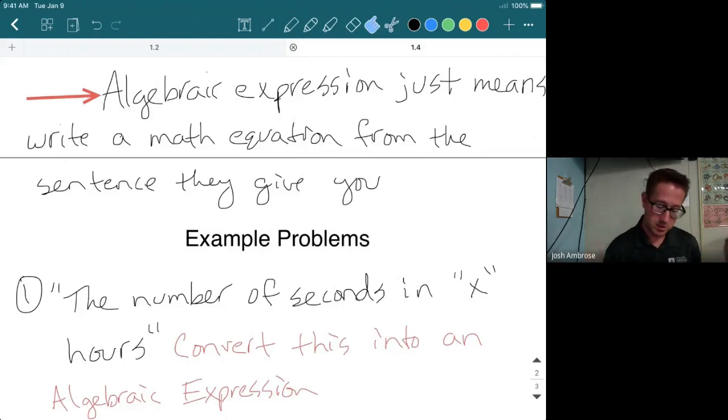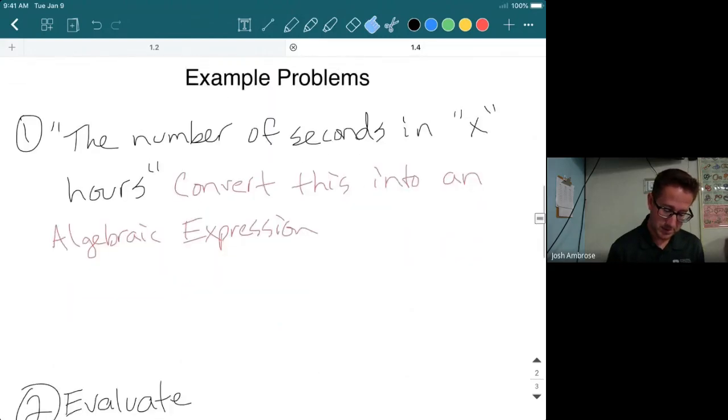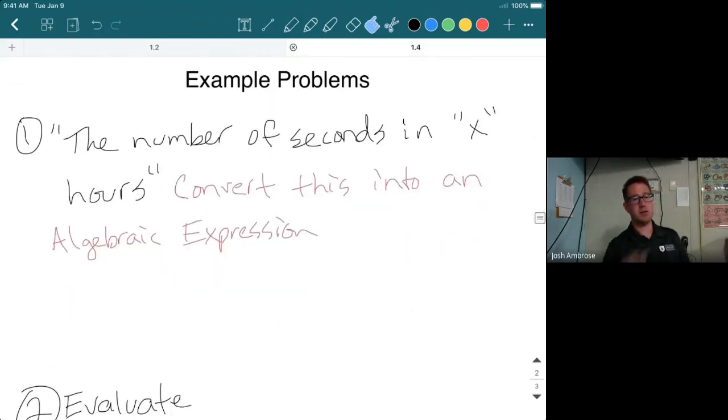All right, so let's jump into exactly what we're talking about, the example problems here. Okay, so here is the sentence given. All right, you have to take this sentence, the number of seconds in X hours. Convert that sentence into an algebraic expression. Okay, so for starters, we need to figure out how many seconds are in an hour.